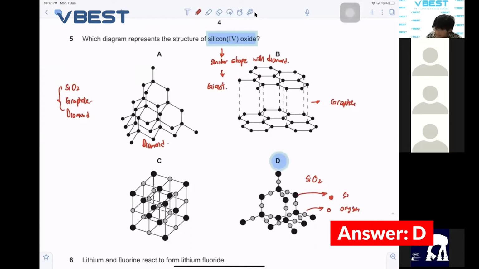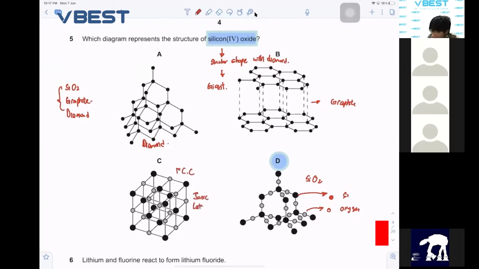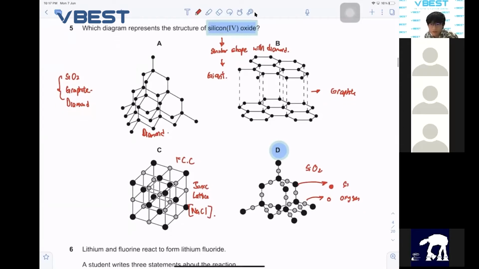What C is known as face-centred cubic. At the same time, this is also for your ionic lattice, for example NaCl. You guys will be learning more about face-centred cubic ionic lattice, how you draw it, in A levels. Does it count as the bonding for graphite?